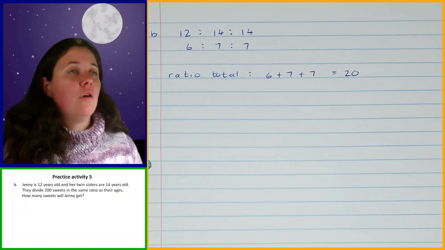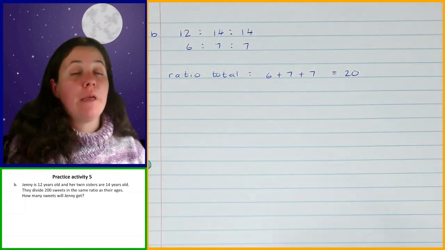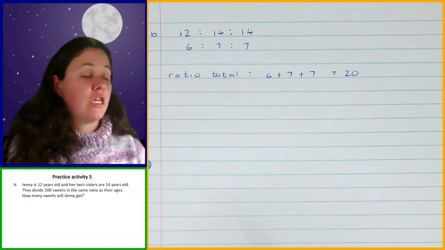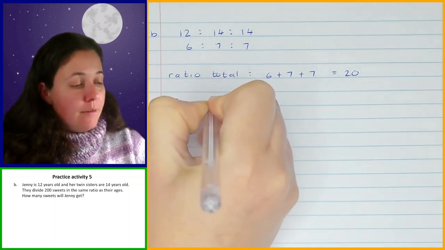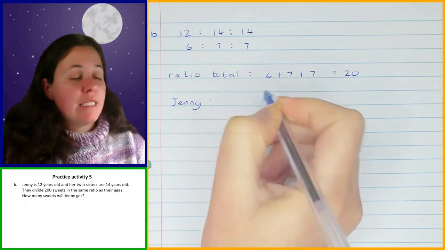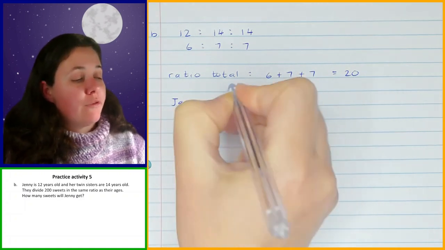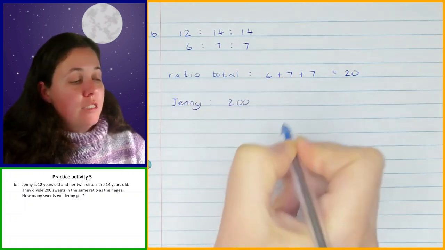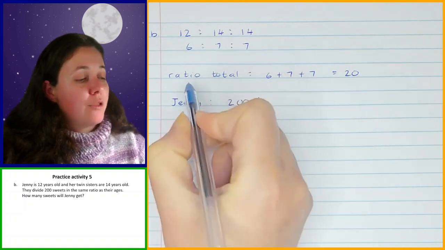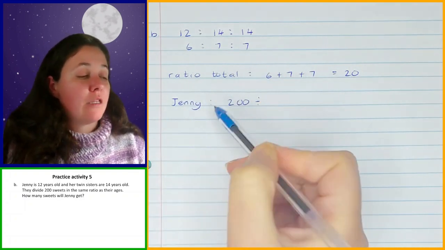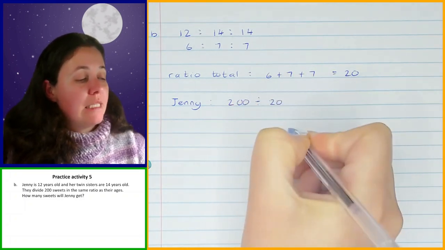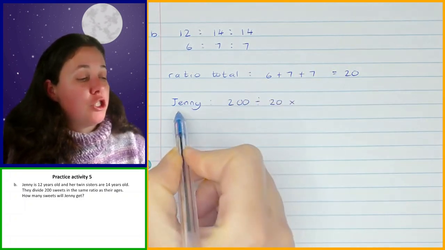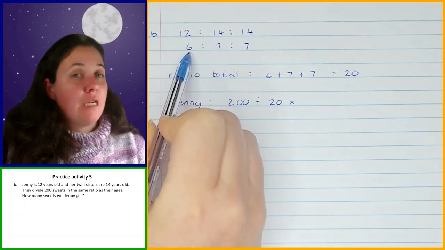Okay, so now I don't have to work out how much all three of them each get. I only have to work out how much Jenny gets. So I'm going to say Jenny. To work her amount of sweets out, I'm going to take the total number of sweets, which is 200, and divide it by the ratio total, which is 20. And then I'm going to multiply by Jenny's part of the ratio.